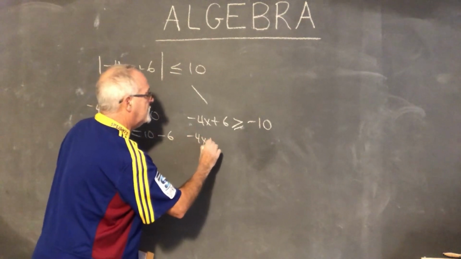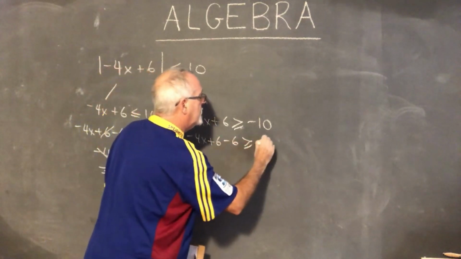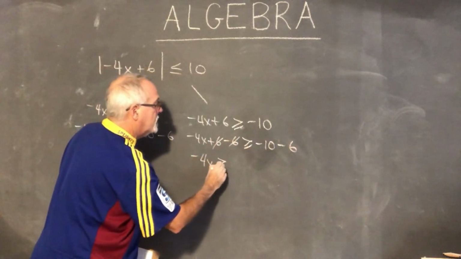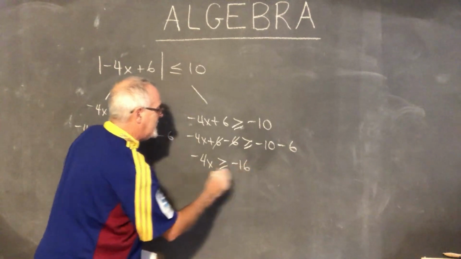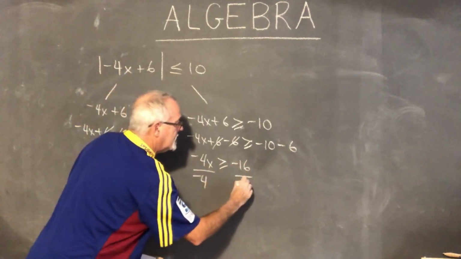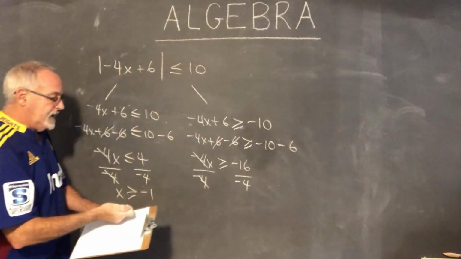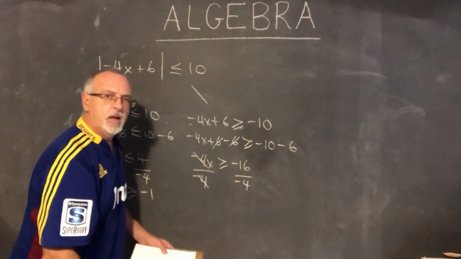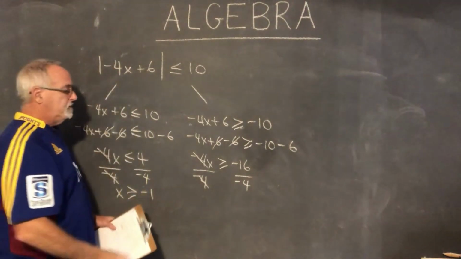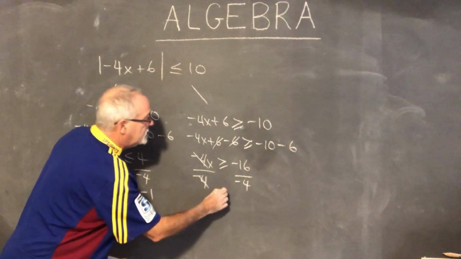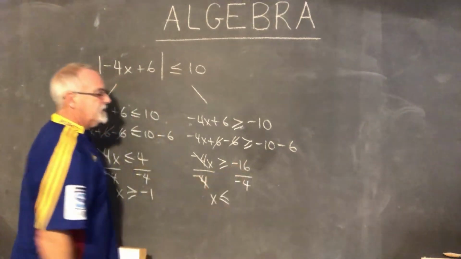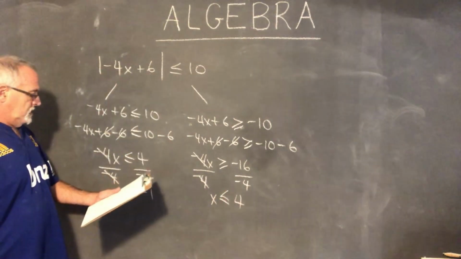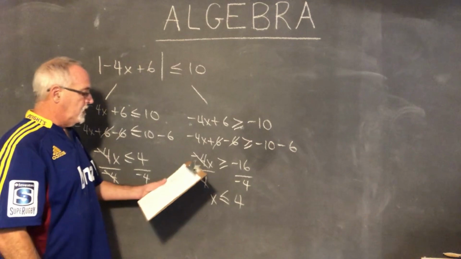Negative 4x plus 6 minus 6 greater than or equal to negative 10 minus 6. Cancel, cancel. Negative 4x greater than or equal to negative 16. Dividing both sides by a negative number again. Interesting how when that happens, it happens with both. And when it doesn't happen, it doesn't happen with both. Interesting. Surprising? Maybe not. X is isolated. Symbol turns backwards. Negative 16 divided by negative 4 is positive 4. Yeah, I like it. It matches what I did earlier when I tried this one out.